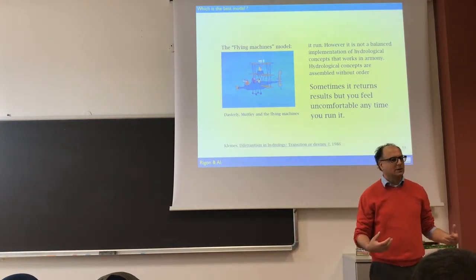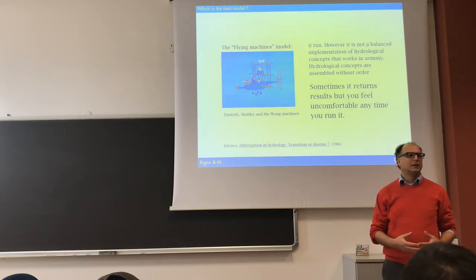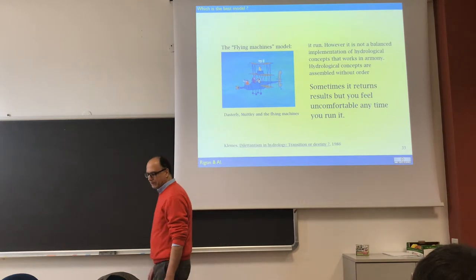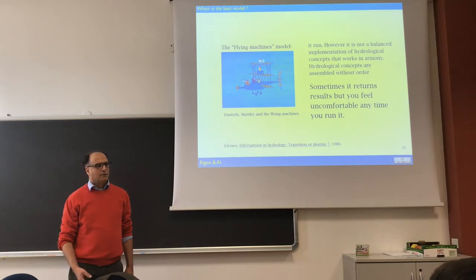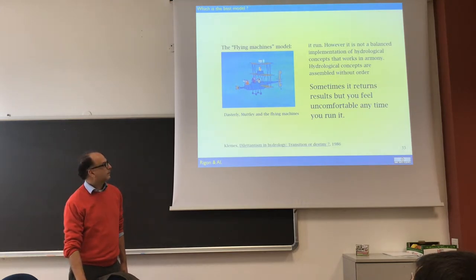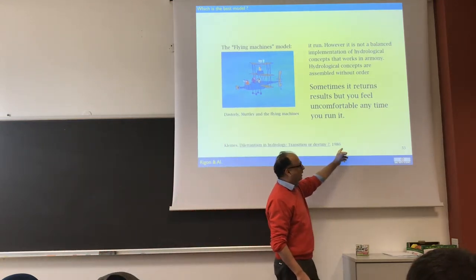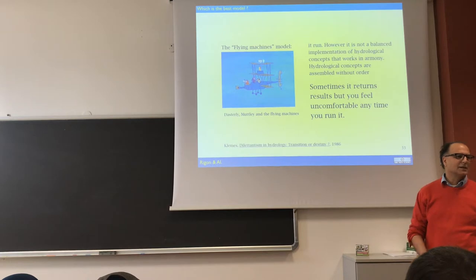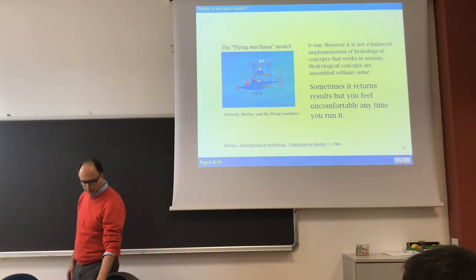A model, in my view, can be simple. It depends on the answer you want to have, but it must be well balanced between the things that you are producing. And you have to be conscious of what you are doing. This kind of model sometimes returns results, but makes me feel very uncomfortable. It's not a good model. There is a nice paper which was written in 1986, Dilettantism in Hydrology, Transition and Destiny. It's still a very readable paper and a must-read for everyone working with models.